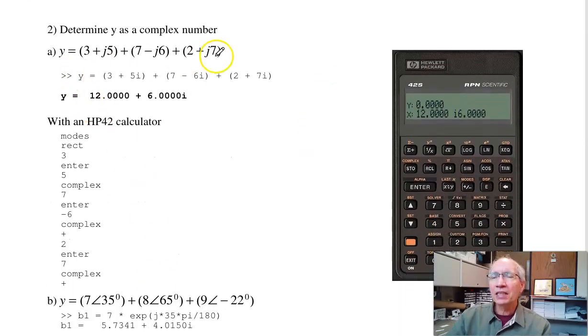If I want to add complex numbers, in Matlab it's just the way you type it: 3 plus 5i plus 7 minus 6i plus 2 plus 7i, and you get 12 plus 6i. Can do that with an HP calculator as well. Here you input the numbers one by one.